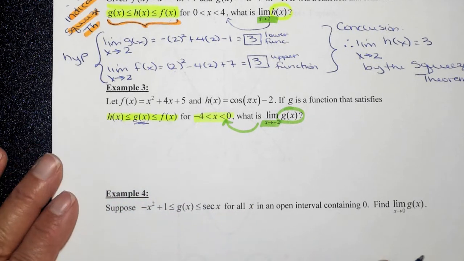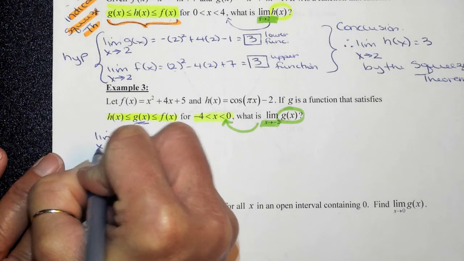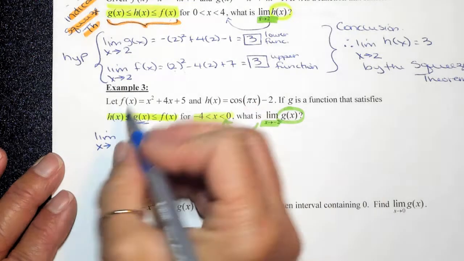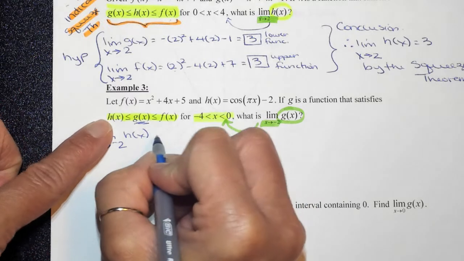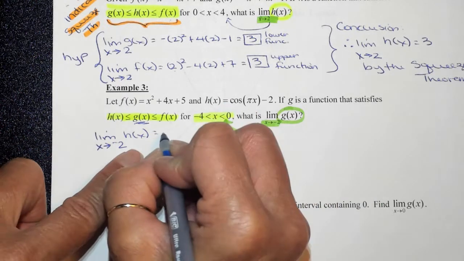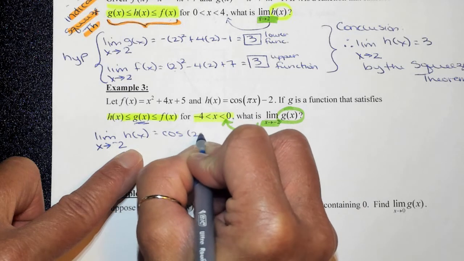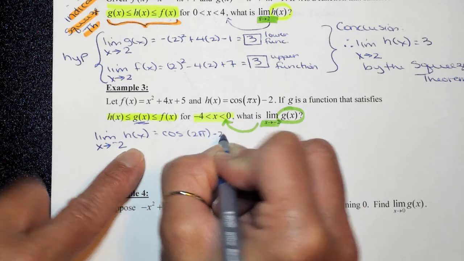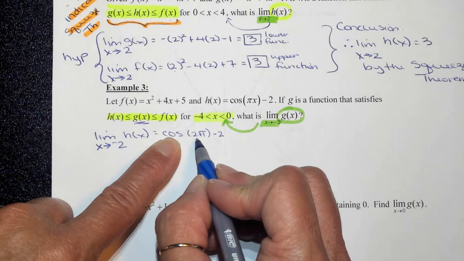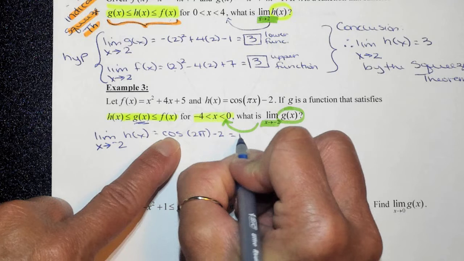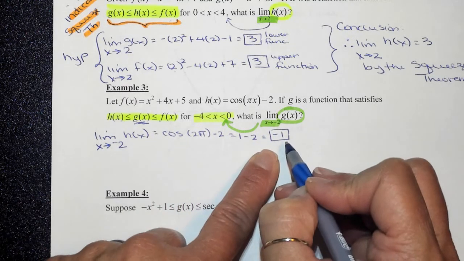All right, so what we want to do is evaluate the limit as x approaches negative 2. We're just going to say of h of x because it's right here. Okay, so I need to use this. So it's the cosine, I'm plugging in 2 for x, of 2 pi minus 2. Okay, cosine of 2 pi is a cosine of 0, which is 1. So this is 1 minus 2, so this is equal to negative 1. So this is the lower.